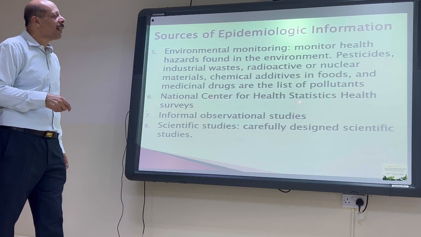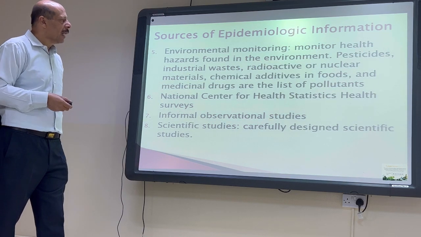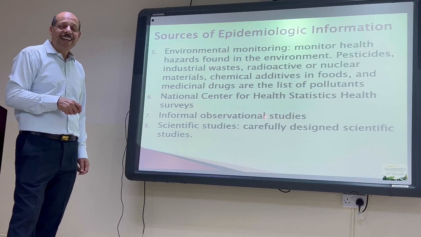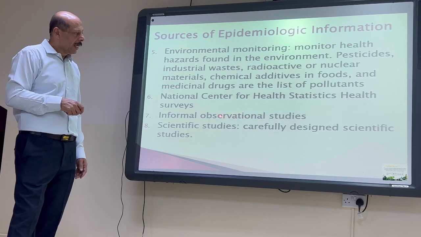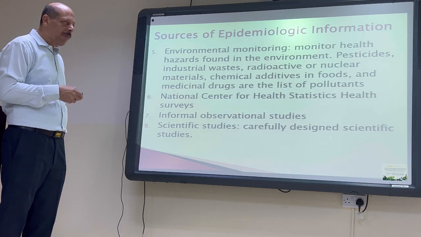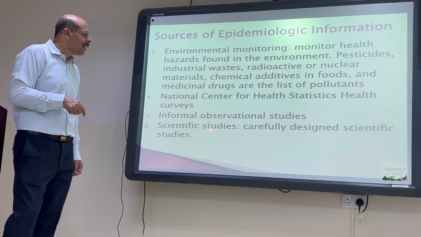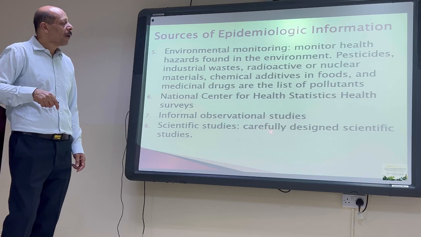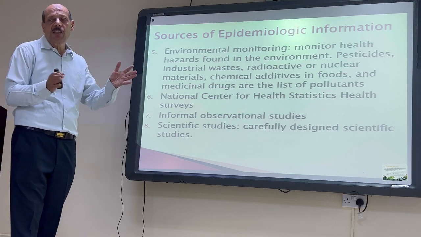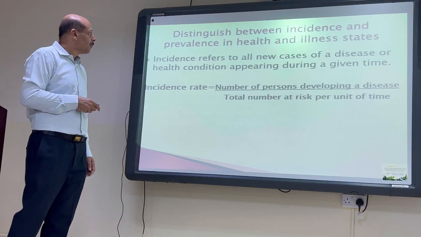National Center for Health Statistics and health surveys, so there are health survey centers. Informal observation studies: sometimes they do informal studies, and from that they might get some benefit. Scientific studies also, which are carefully designed scientific studies for a certain disease or certain phenomena within the environment.